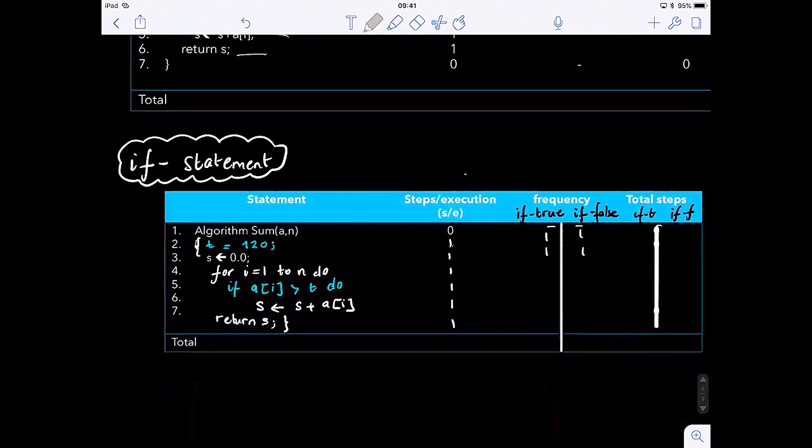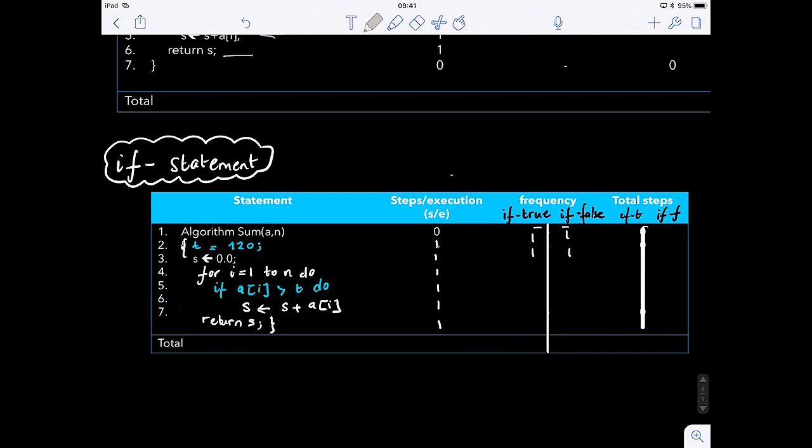Now, we're going to look at more complex statements, especially when we look at the algorithms later on, but this is just an introduction to how we compute complexity when we have an if statement, okay? So when we have an if statement, how do we handle this in the algorithm?